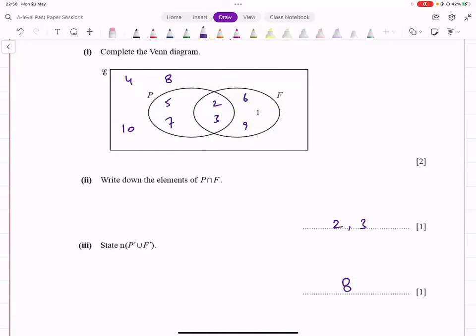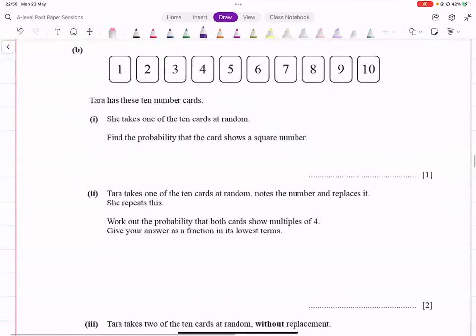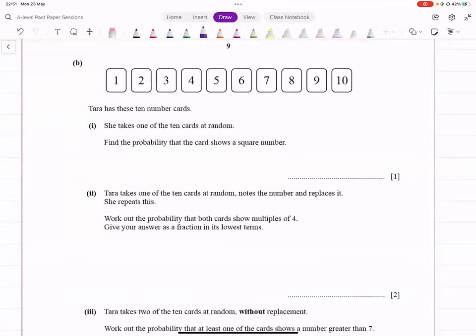Okay. Acha, let's move on to the next part. Now it says Tara has these 10 number cards from 1 to 10. She takes one of the 10 cards at random. Find the probability that the card shows a square number. Acha, squares आपके पास क्या क्या होते हैं? Remember 1 is also a square. 1 square जो है वो 1 होता है. तो 1 भी आपका square है. ठीक है? So you've got 2 squared 4, 3 squared 9. These are 3 square numbers. Out of 10 cards, 3 squares हैं, तो probability of getting a square क्या होगी? 3 over 10.